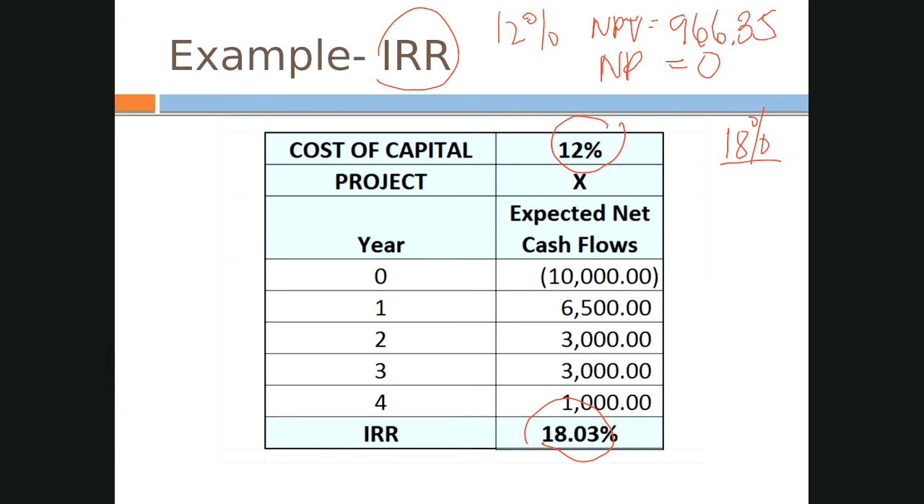Nag-gets ba yung class? No? Pero ang gagawin mo dyan, di ba sabi ko kanina, trial and error yan. Ibig sabihin, kasi ang goal natin mag-zero yung 966, mag-zero yan eh. So, para mag-zero yan, dapat mas mataas sa 12%. Kukumpitin mo yung present value ng lahat ng cash flow na yan, lahat ng mataas sa 12%, hanggang sa mag-zero yung NPV. Ibig sabihin, try mo yung 13%, try mo yung 14%, 15%, 16%, 17%, hanggang umabot ka dito sa 18.03%. Kuha?